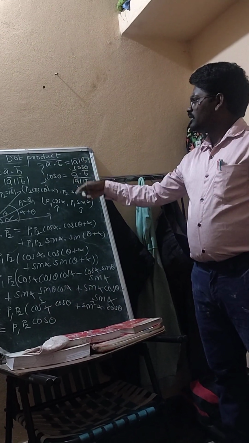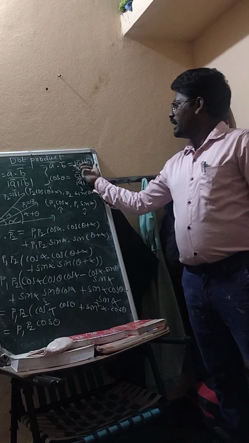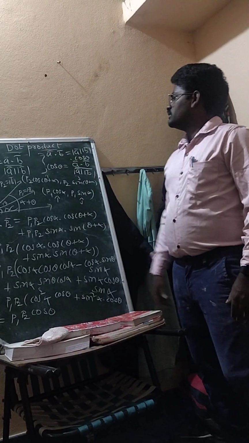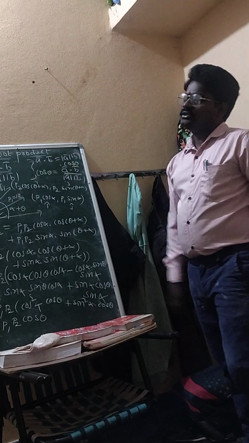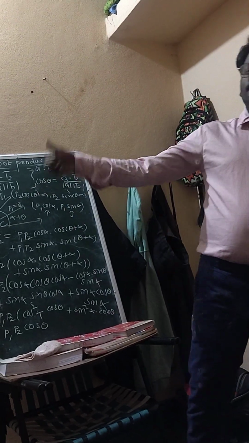And you know P1 is the magnitude of A, P2 is the magnitude of B, and on the condition, cos theta, the multiplication is shifted to the left hand side, divide, and this is the proof.